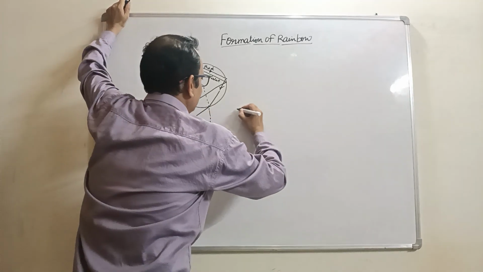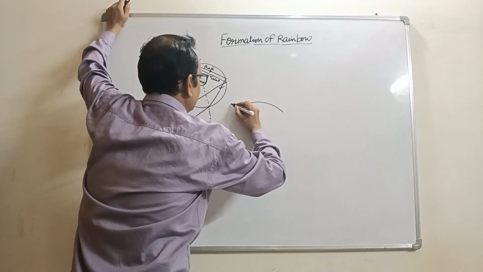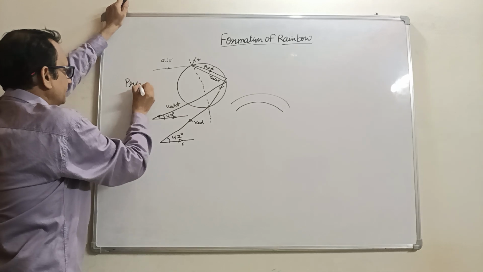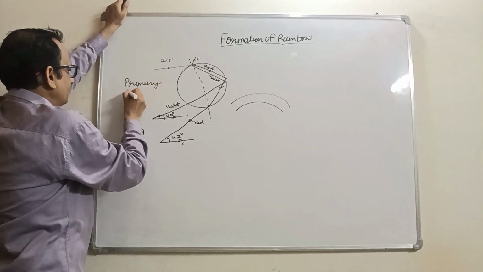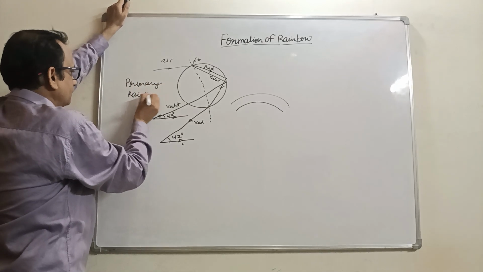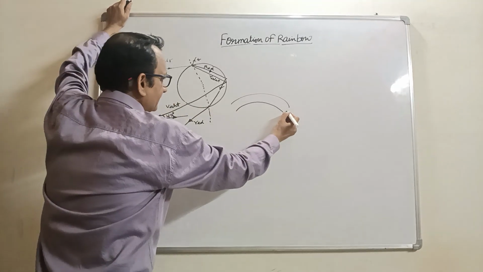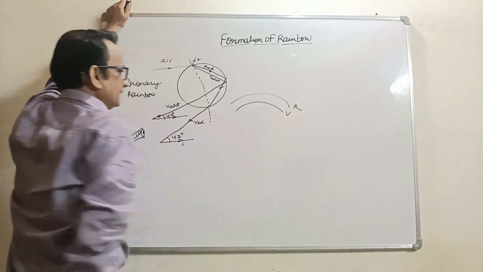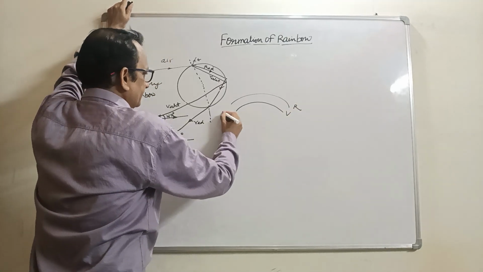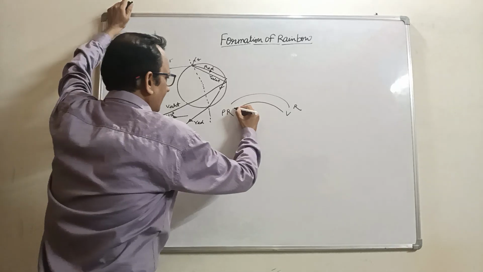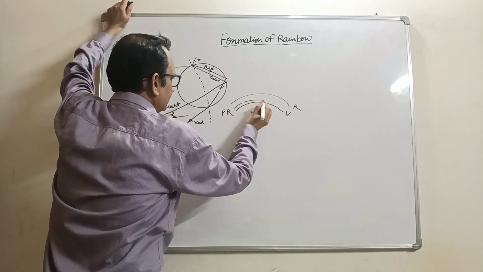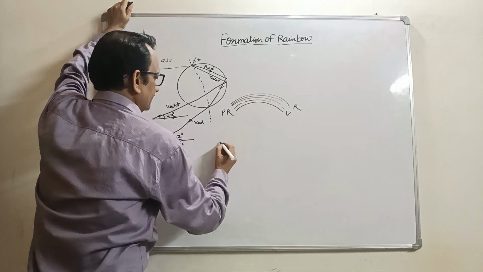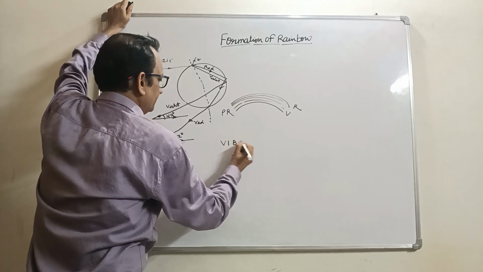So this is the primary rainbow. In this pattern, the violet color is here and the red color is on the upper side. This is the primary rainbow, and the rest of the five colors are inside this pattern. This is the pattern VIBGYOR.